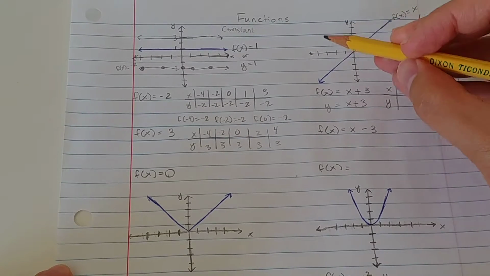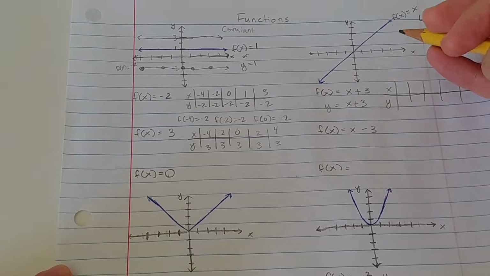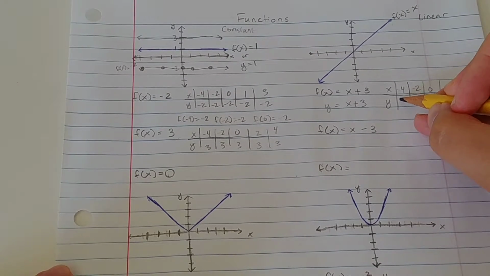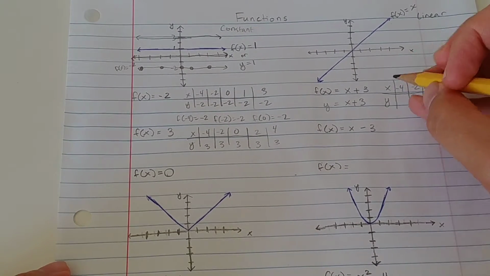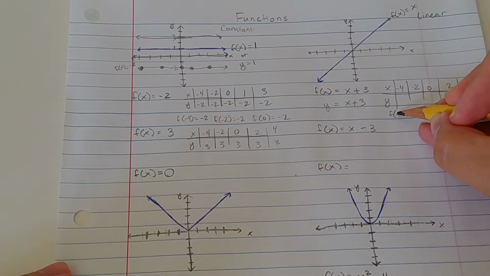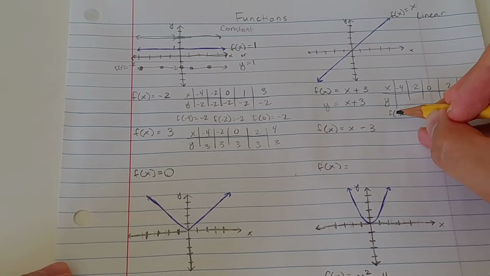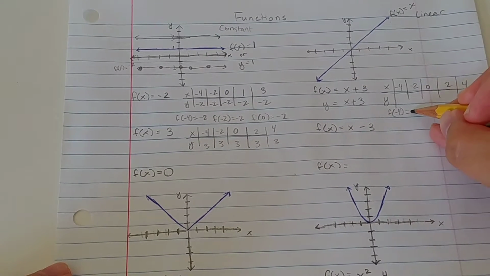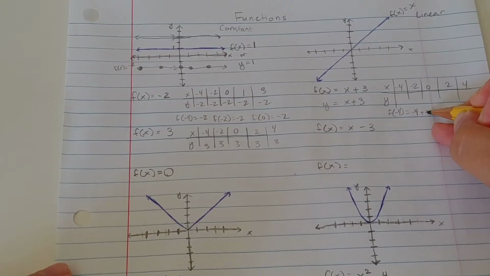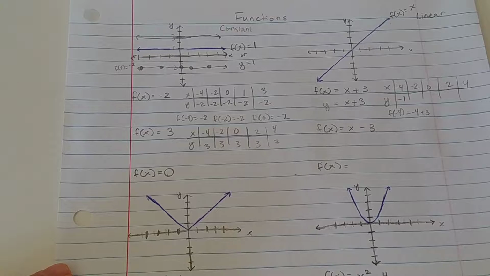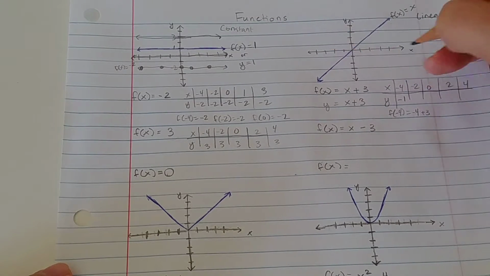All right, and I only have -4, -2, 0, 2, and 4 again. Let's do that. So if we plug those in, watch this one. This one changes. We have f of -4, or again, this is still y, so y equals, and instead of x, we're going to plug in -4. -4 plus 3 is going to give us -1.